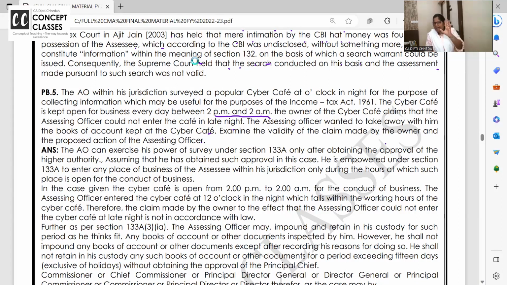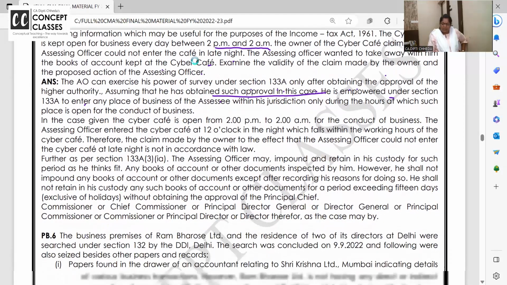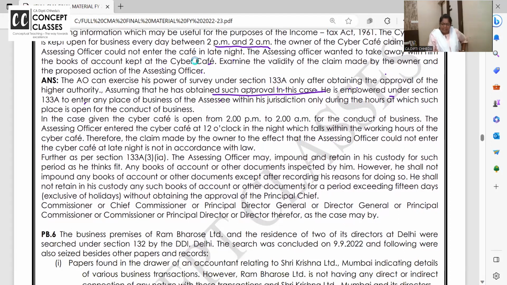First of all, AO is correct. He has entered in the business premises. रात को 12 बजे क्यों आए? तो अरे आपका टाइम है, आफ्टरनून 2 से रात को 2 बजे तक आपका टाइम है, तो we will come in that time, right or not? So AO can exercise his power under 133 only after obtaining the approval of higher authority. Assuming that he has obtained the approval, he is empowered to enter the business places in the working hours. So he is very correct. Therefore, the claim of owner that AO could not enter is not correct.